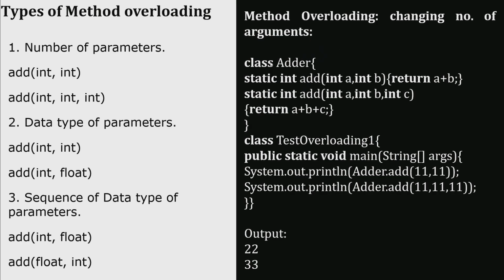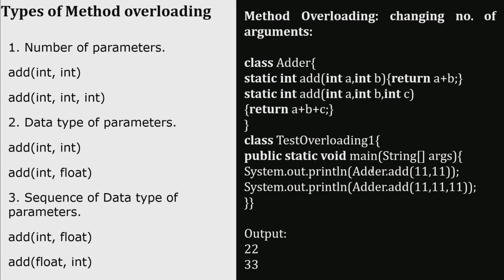Here I have declared one class called Adder. To add the numbers, I have created this class. Static int addOf is the method which contains two integer type parameters. Another method is static int addOf. It contains three integer type parameters.